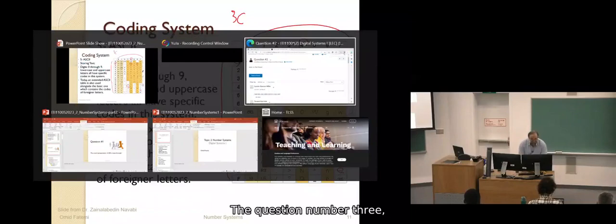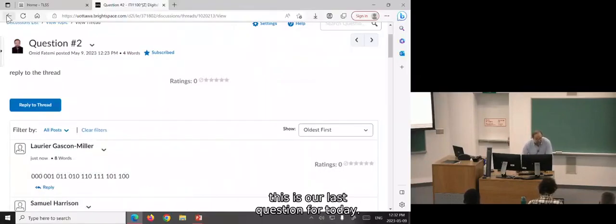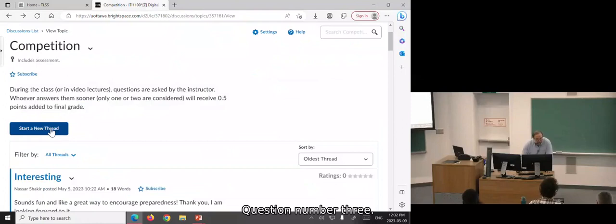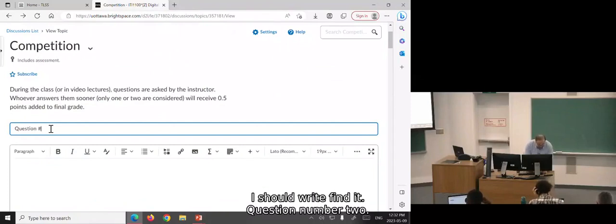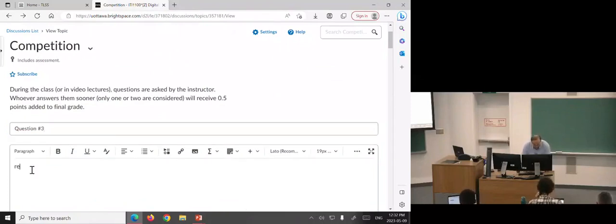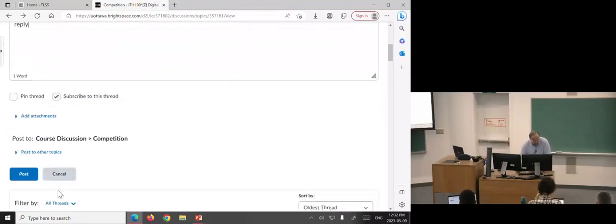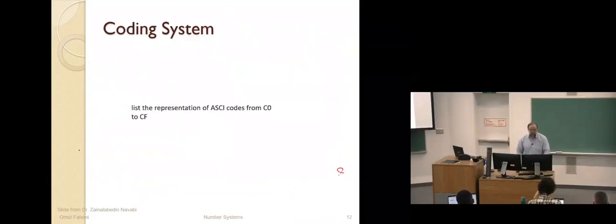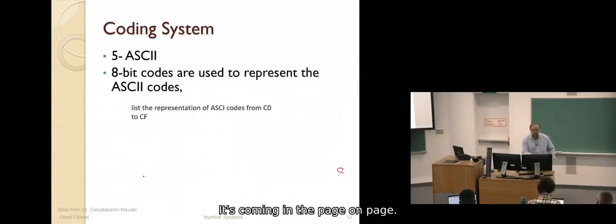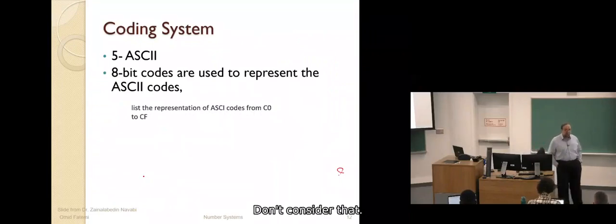The question number 3. This is our last question for today. Question number 3, which I don't know the answer to myself. I should find it. So the first two, who wrote the? No, not this one, this is not correct. No, it's coming on the page, so don't consider that.